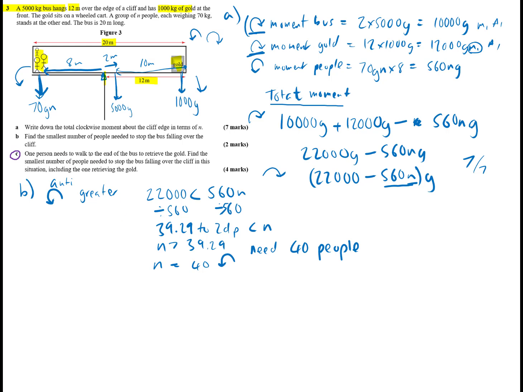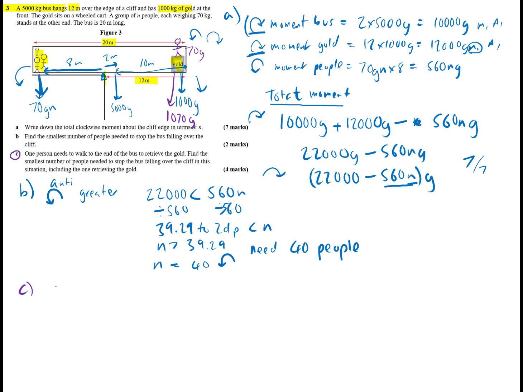One person needs to walk to the end of the bus to retrieve the gold. Because these people are greedy, so let's draw the person here. They want to keep the gold and save their lives at the same time. So what does that change? This person is 70g, so this bit here actually becomes 1070g.